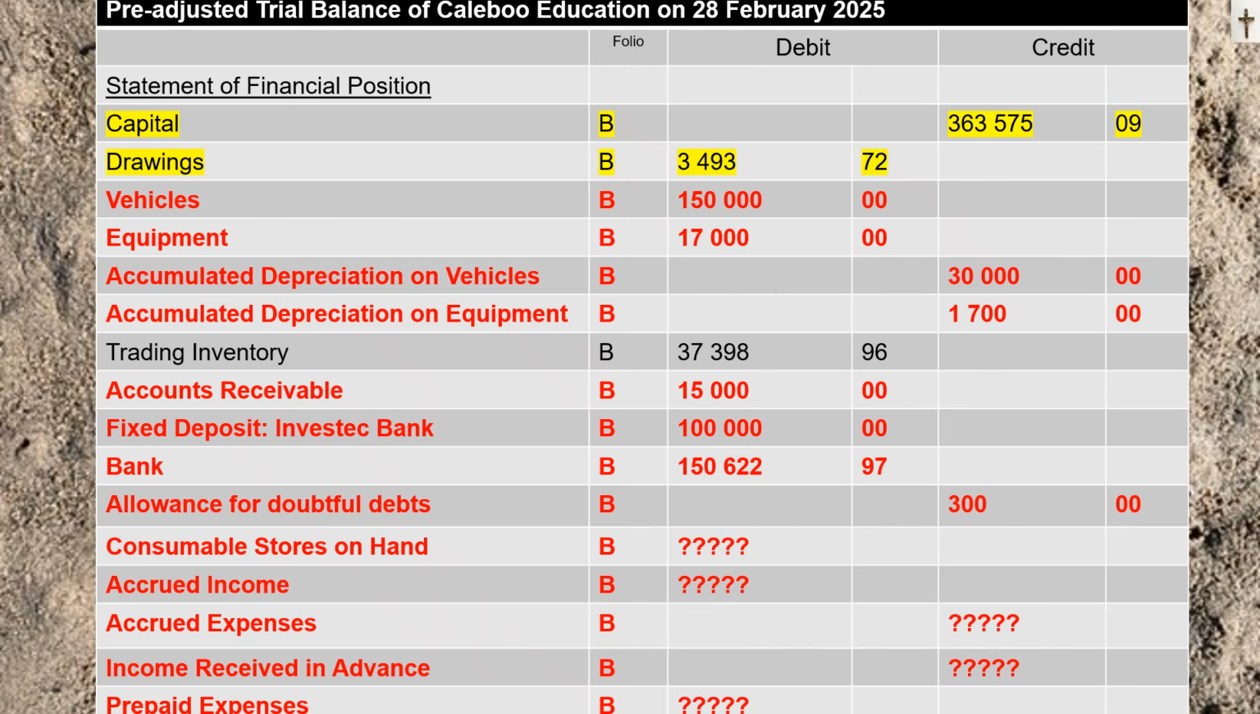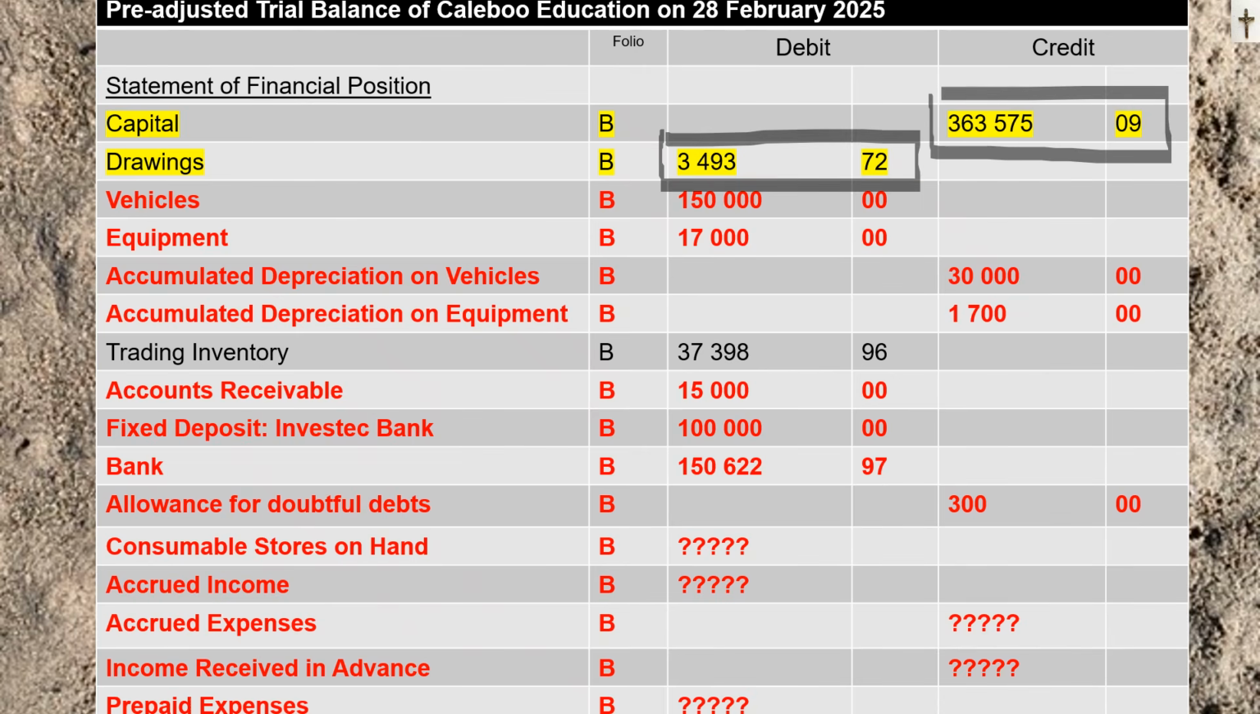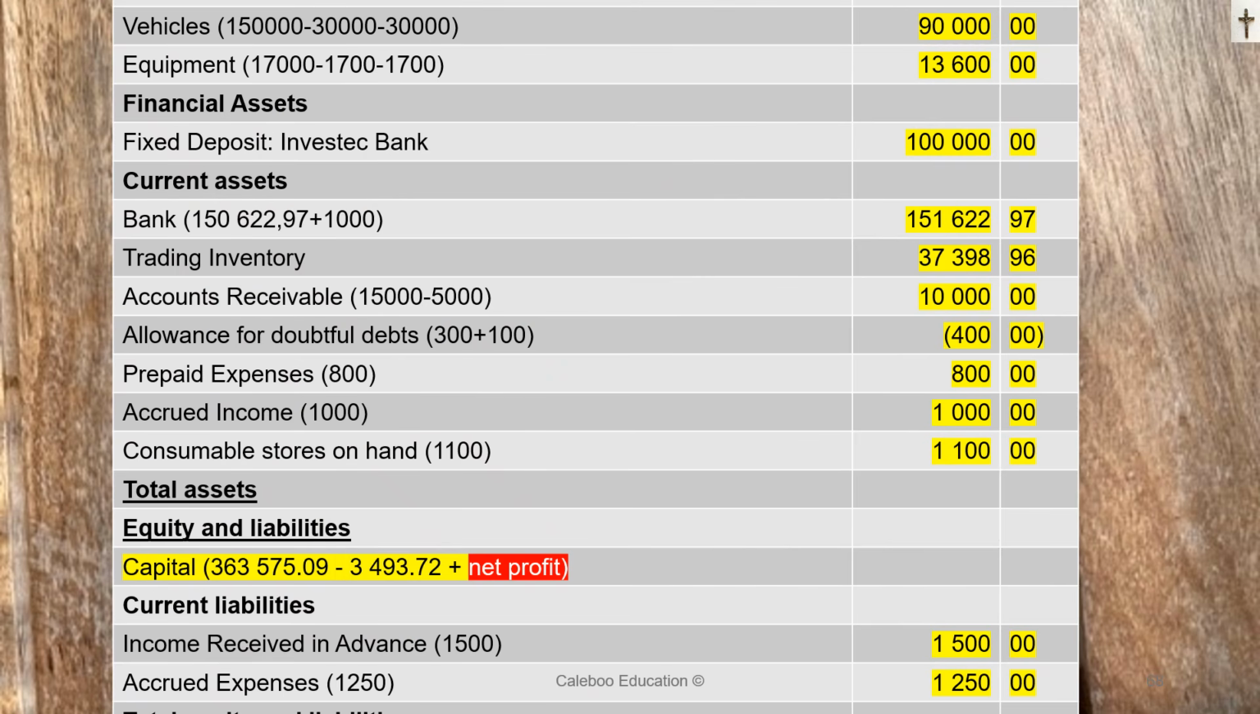Right, I've taken the statement of financial position. We haven't dealt yet with the capital, owner's equity. What is the owner worth? It's capital contribution less drawings. So let's have a look. That came off the pre-adjusted trial balance minus the drawings. We still need to calculate the actual net profit to get that amount.